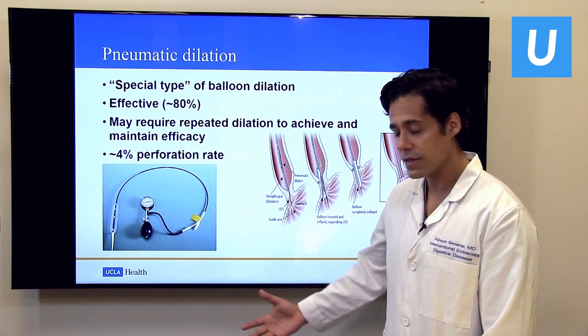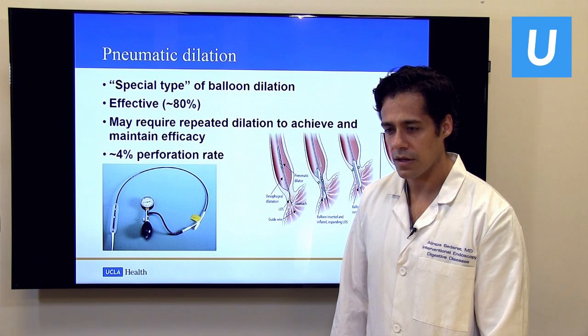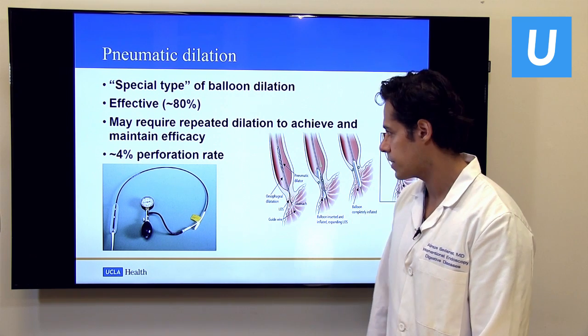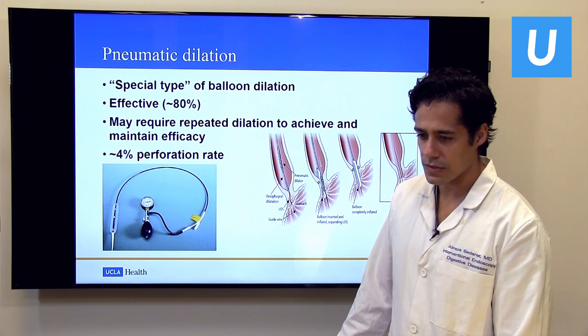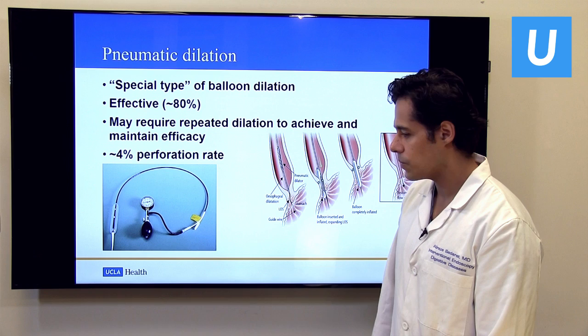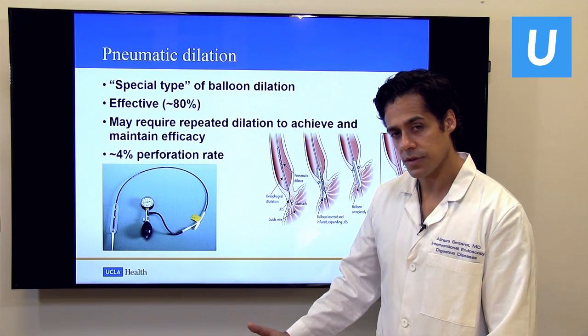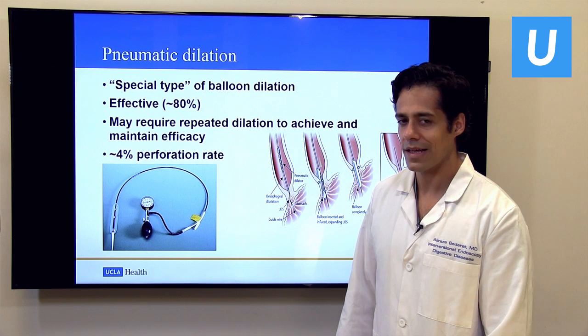Pneumatic dilation is effective and it can be durable. Other types of dilation are generally ineffective or very temporarily effective. What's nice about it is that it's easy to do. It's an outpatient procedure. It's quick. The disadvantage is that you may need several dilations to achieve relief of your symptoms, and then you may need over your life several dilations to maintain that efficacy.